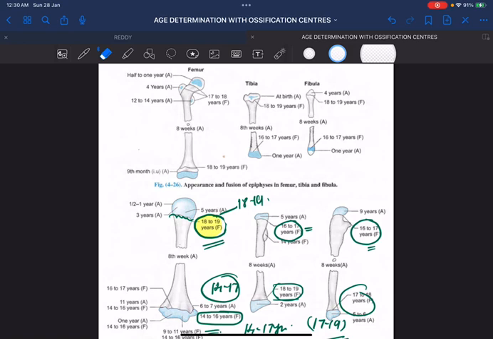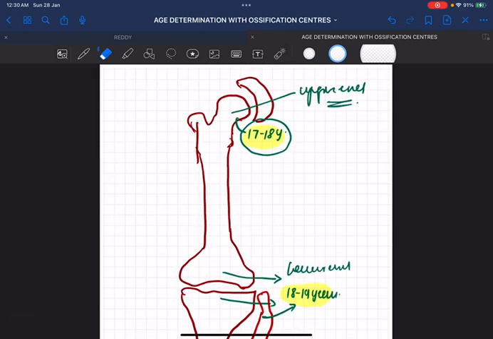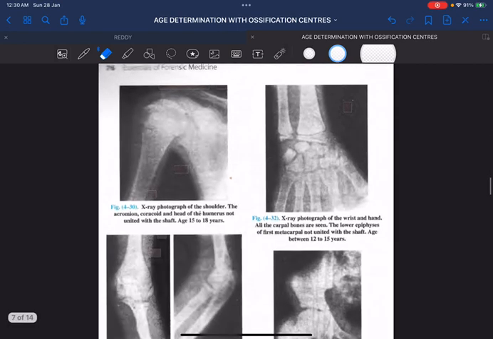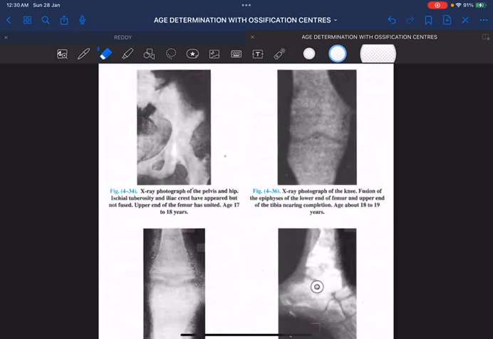Then you are going to tell the lower end of the radius and ulna. It is 17 to 19 years. Upper end of the humerus, 18 to 19 years. Upper end of the femur, 17 to 18 years. Lower end of the femur and upper end of the tibia and fibula, 18 to 19 years. So the lower end of the tibia and fibula will automatically become 16 to 17 years. Okay, fine. Ischial tuberosity, 21 years. The sacrum becomes a single bone between 21 to 25 years.